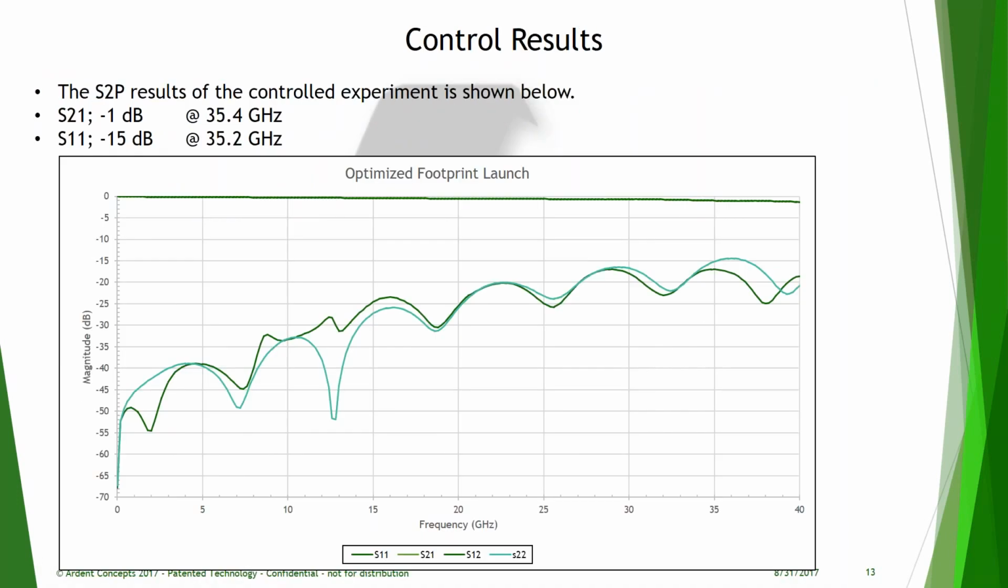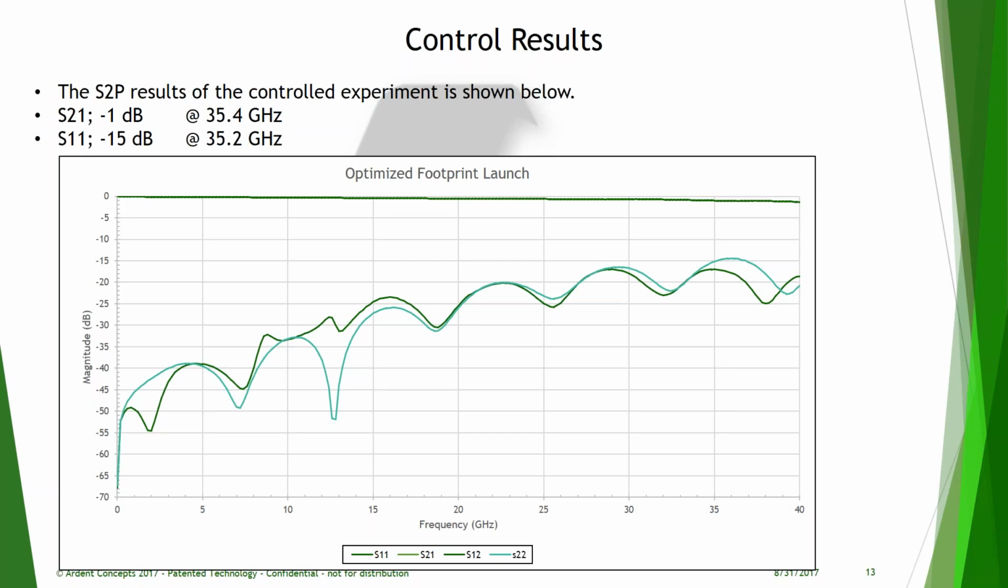This next slide is going to show you the results of that controlled experiment. Again, this is the best optimized footprint launch. This is our control experiment where we tune the geometry to get the best performance. Here we're looking at insertion loss and return loss.